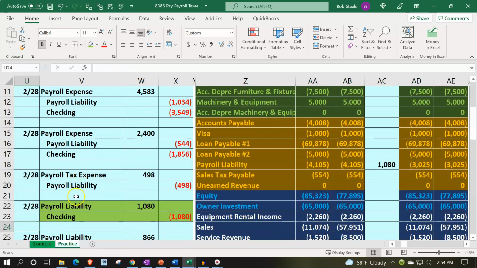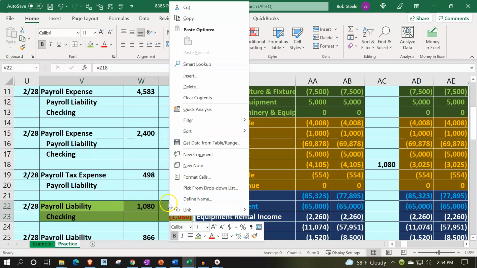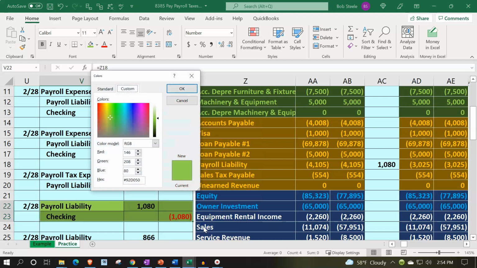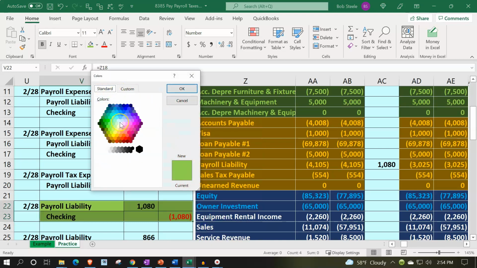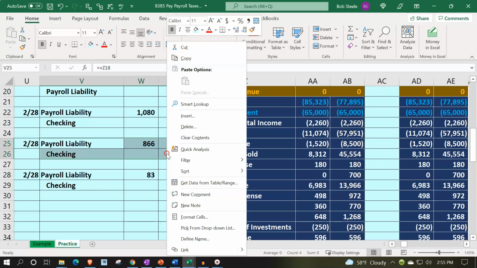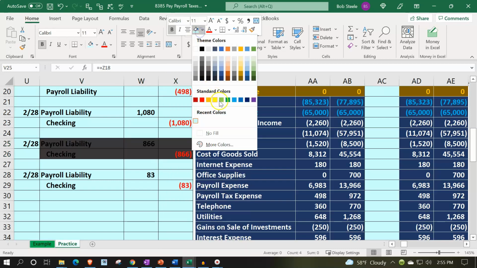So that looks good. No impact on the income statement here because the income statement was impacted when we processed the payroll. Let's ungreenify that. If you don't have that blue, you can go to the standard, and there's the blue right there. That's the one. Next one, let's make this green and do the same posting process.